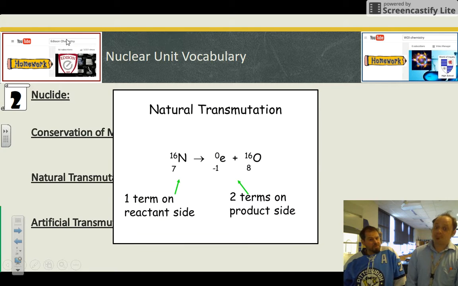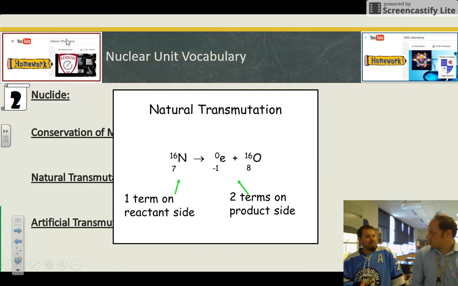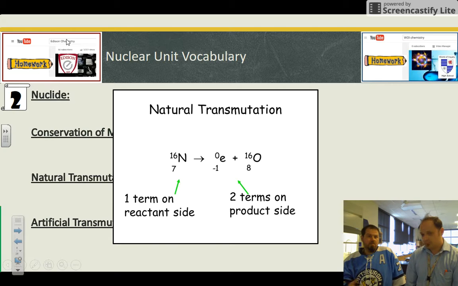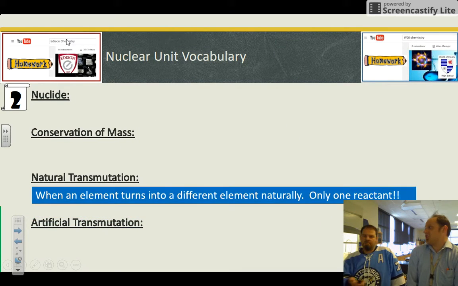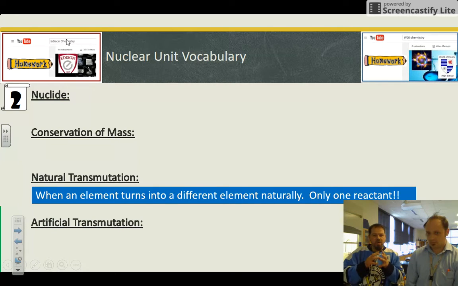A natural transmutation is specifically anything that is going to emit radiation naturally. There's only one reactant, and there'll be two things on the product side. I don't have to force this thing to happen. It just does it all by itself. Generally, that nucleus has so much stuff in there, it can't hold it all together, and it just falls apart.